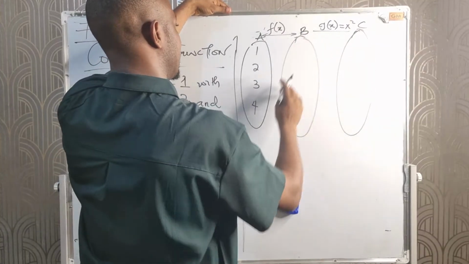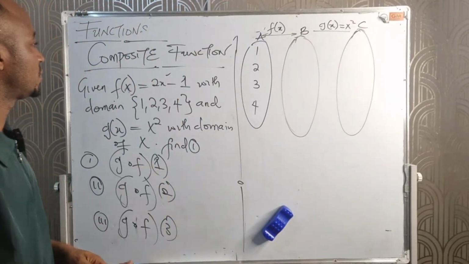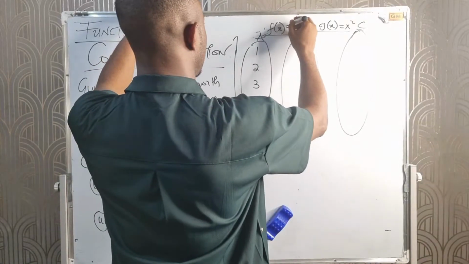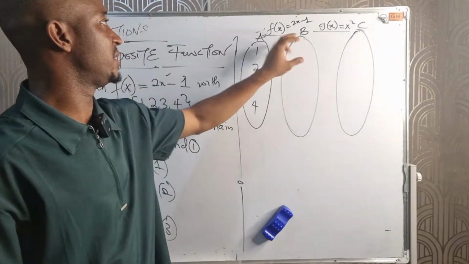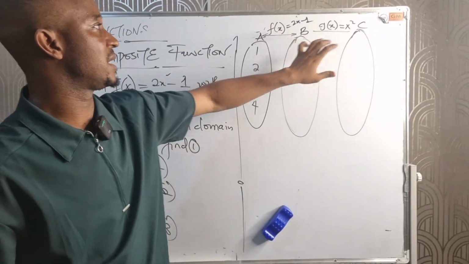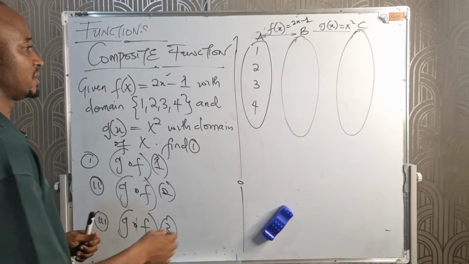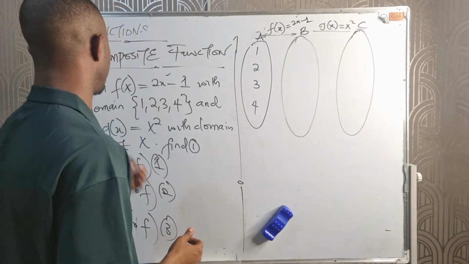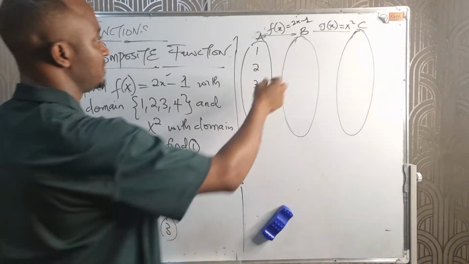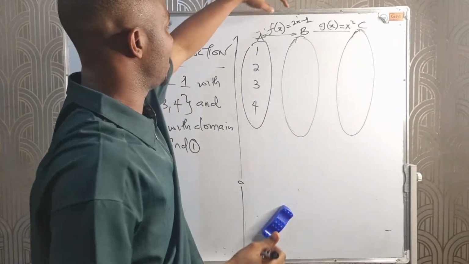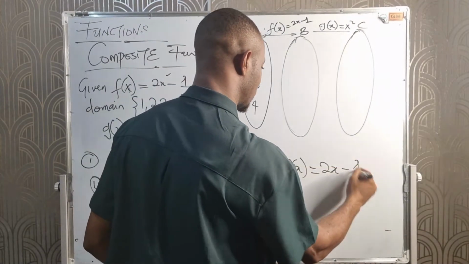We are told that f of x is 2x minus 1, while g of x is x squared. So between a and b, the function there is f of x. Between b and c, the function there is x squared. So what we do is to find the codomain here. Let's find b. The domain is given as 1, 2, 3, 4. So to find set b, I will use my f of x, which is given as 2x minus 1. Don't forget.